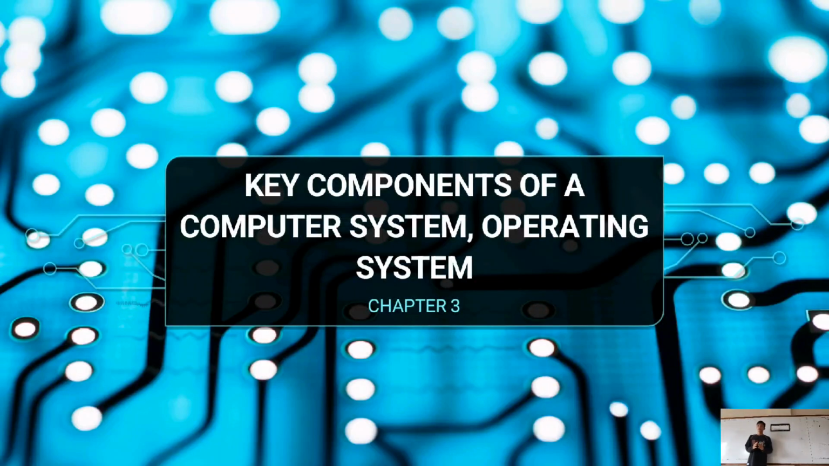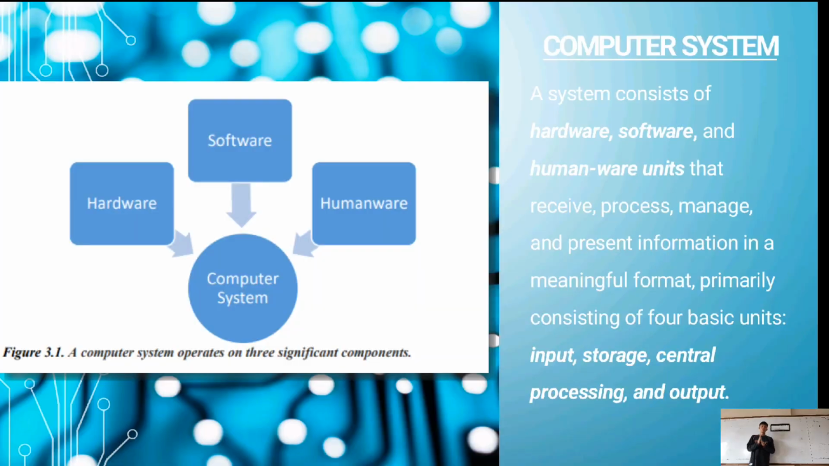Hello everyone. We're going to discuss the key components of computer system operating system. A computer system consists of hardware, software, and human units that receive, process, manage, and present information in a meaningful format, primarily consisting of four basic units: inputs, storage, central processing, and output. An example of a computer system is a PC, personal computer.